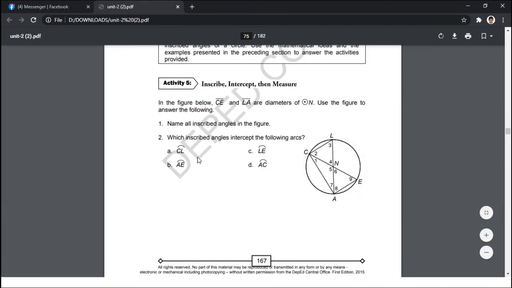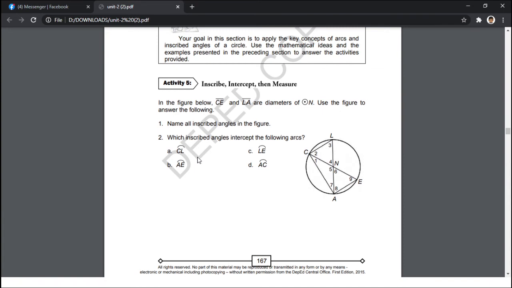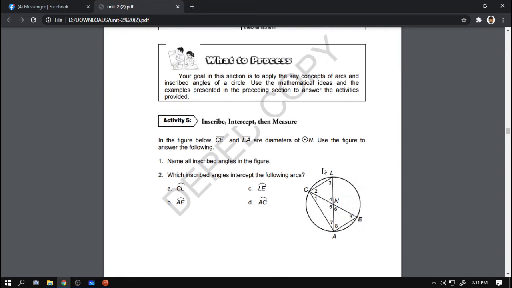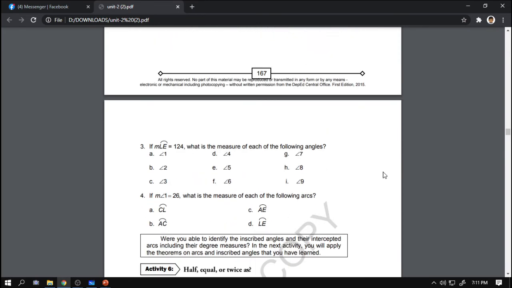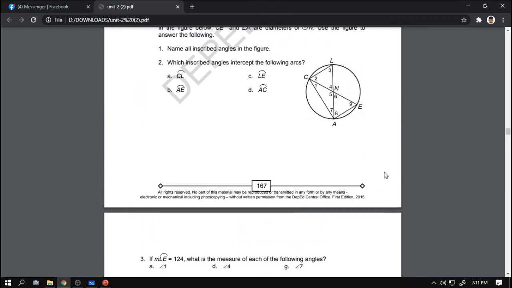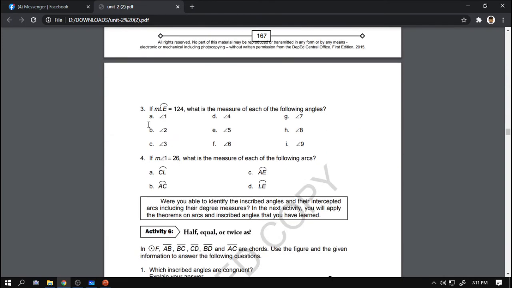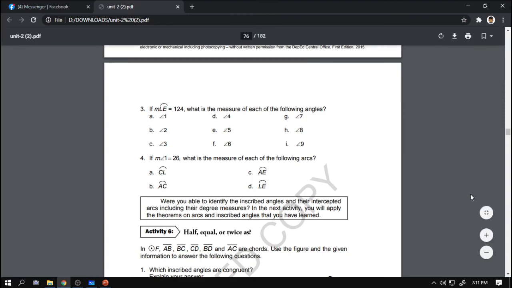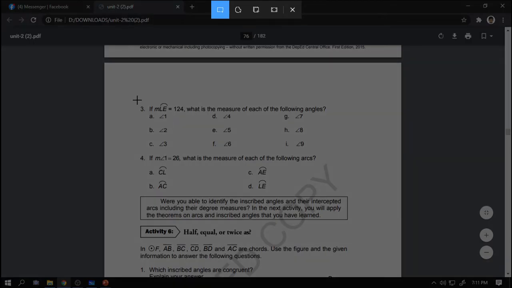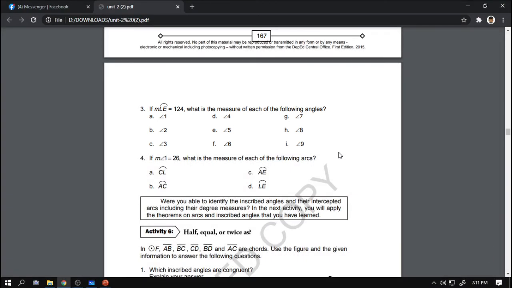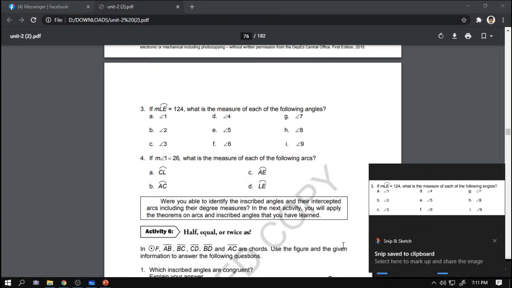Ito yun. Magsasagot ako ng iilan, tapos kayo nang bahala. Yung number 1 tsaka number 2, madali na lang. Kayo na lang bahala doon. Doon tayo sa number 3. Print screen natin. Magsasagot ako ng ilan doon, tapos kayo nang bahala sa iba.